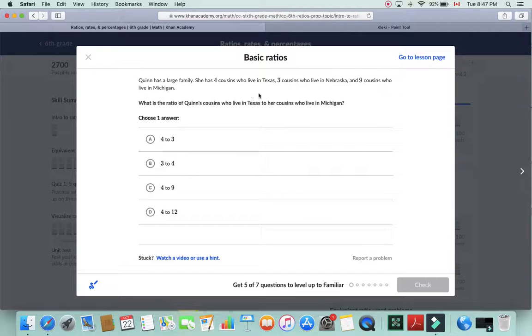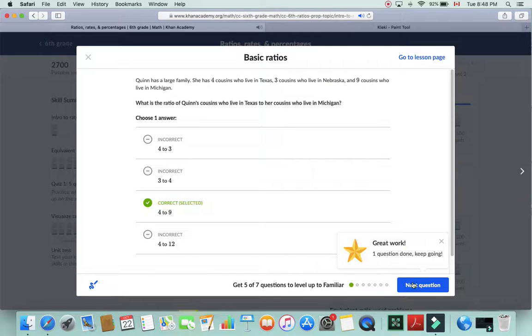Okay, so first of all, how many cousins live in Texas? Well, there are 4. So we can start off with 4. Take off anything without a 4. Okay. Well, we can take out B because it said Texas first. So it's one of these answers. And who live in Michigan? There are 9. So it's 4 to 9. Let's check that out. Next question.